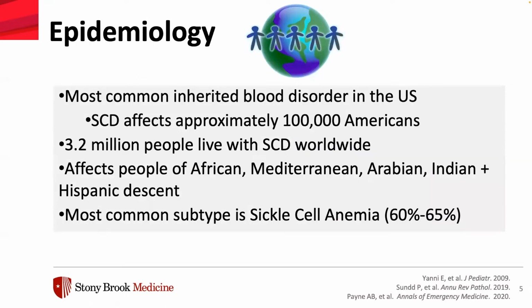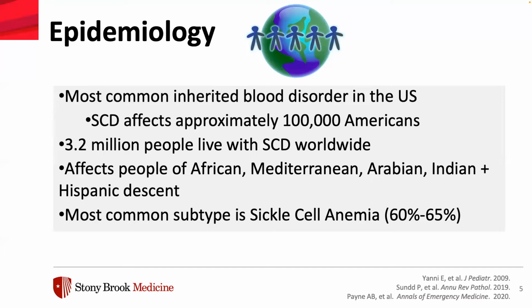And for some epidemiology, this is the most common inherited blood disorder in the United States, affecting approximately 100,000 Americans. The worldwide prevalence is estimated to be around 3.2 million people. This affects people of African, Mediterranean, Arabian, Indian, and Hispanic descent. Sickle cell disease occurs in about one out of every 365 African-American births, and in about one out of every 16,000 Hispanic-American births. The most common subtype is sickle cell anemia, which is unfortunately the most severe subtype, and it occurs in about two-thirds of those with sickle cell disease.